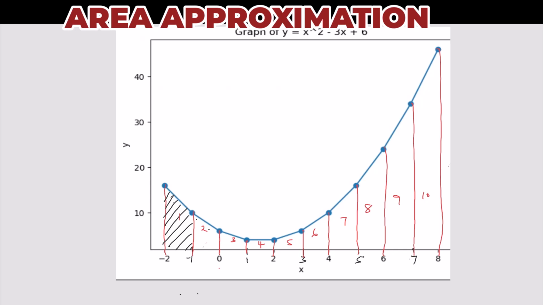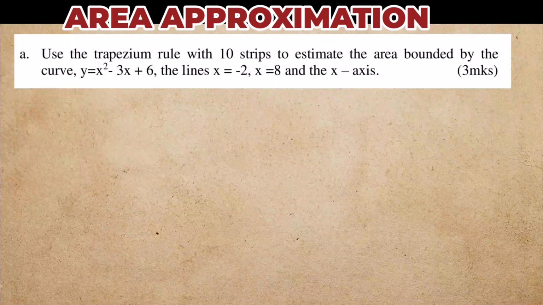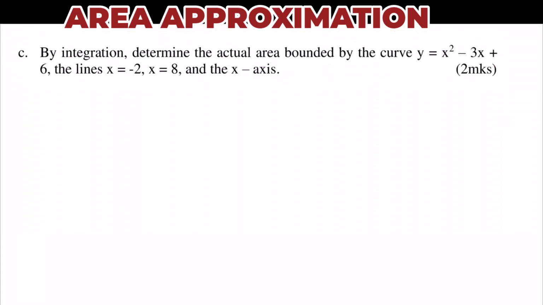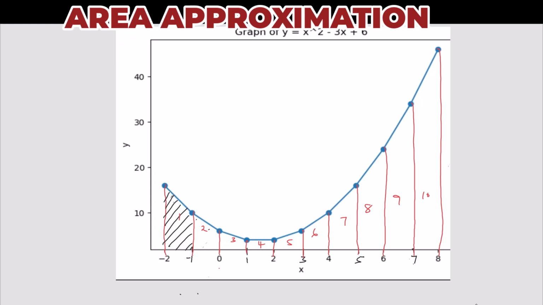So those heights are here from this sketch. The first height, so the y0 is here. Y0 is where we have x equal to -2. So when x is -2, what did we get as the height? The height is 16. So 16 is here. So this height is 16.